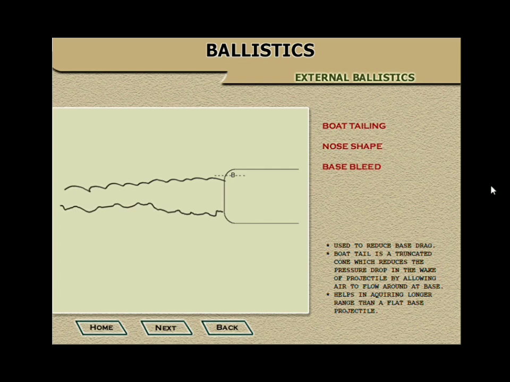Boat tailing. Boat tailing is used to reduce base drag. A boat tail is a truncated cone which reduces the pressure drop in the wake of the projectile by allowing air to flow around at the base. It helps in acquiring longer range than a flat base projectile.